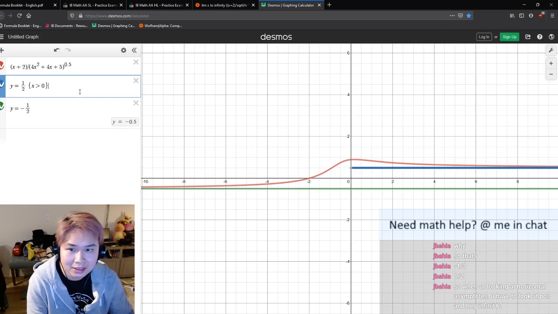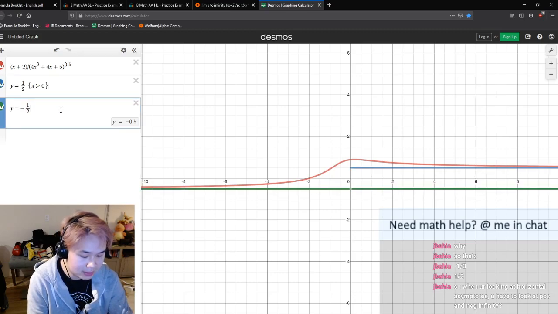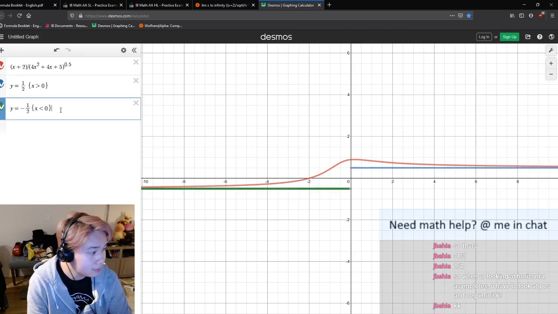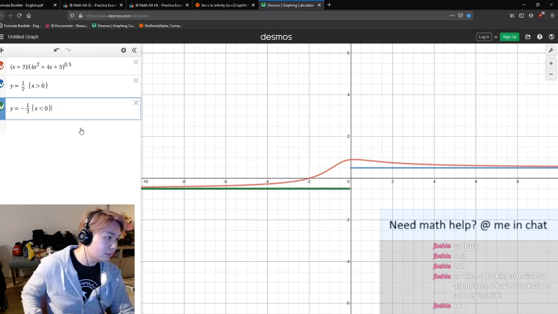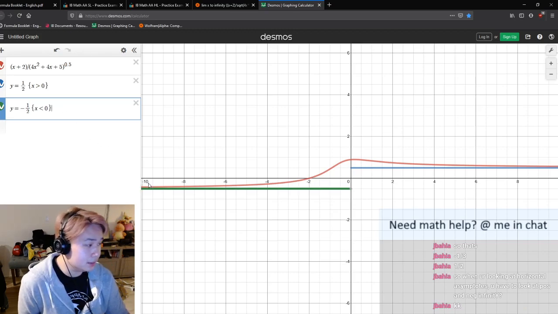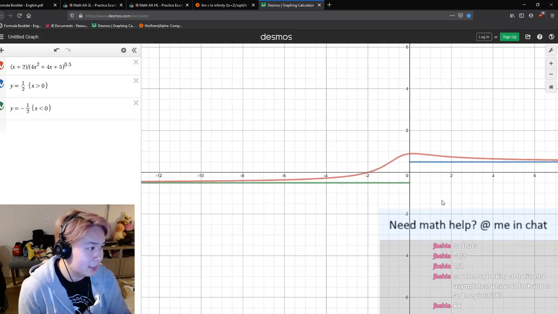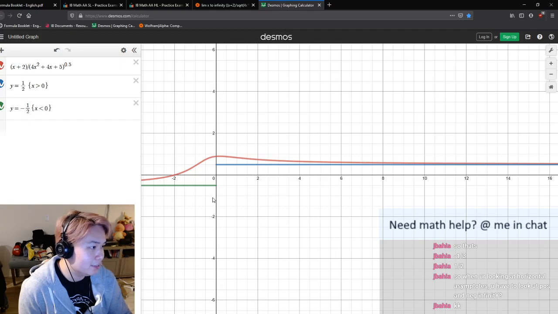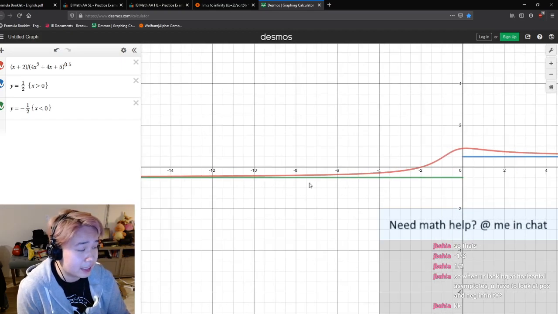So let me just do this. Yeah, horizontal asymptotes happen for infinities, both positive and negative. Sometimes they're the same, but they don't have to be, like in this example. So you see the right side has a different horizontal asymptote than the left side.